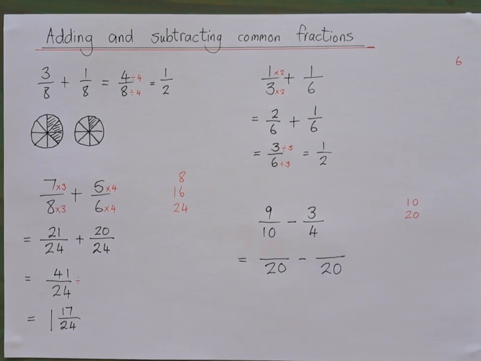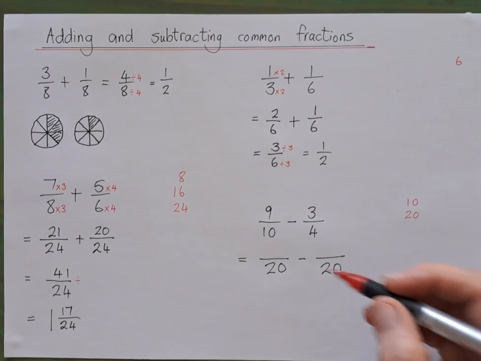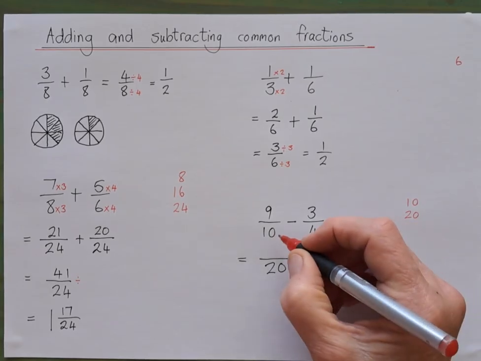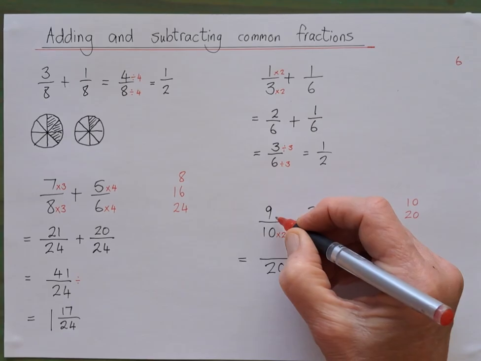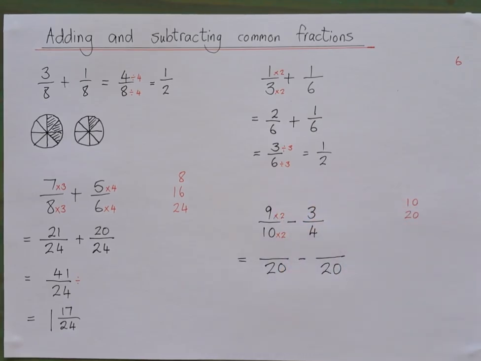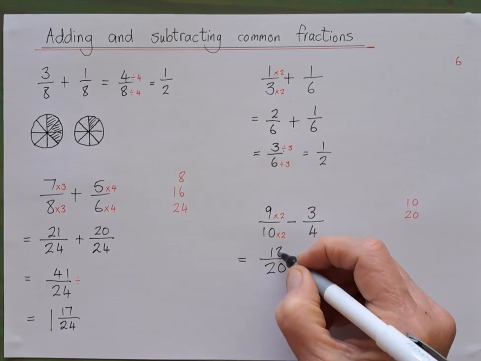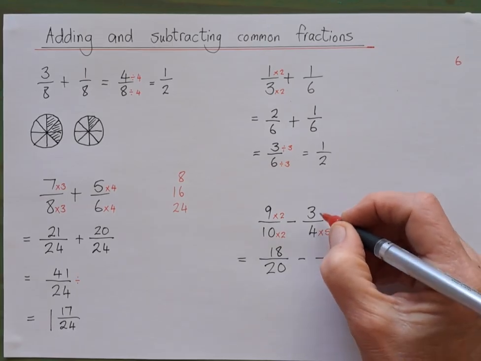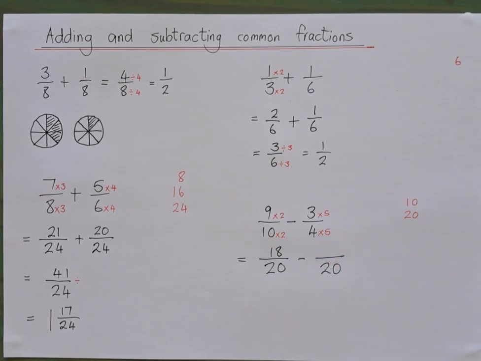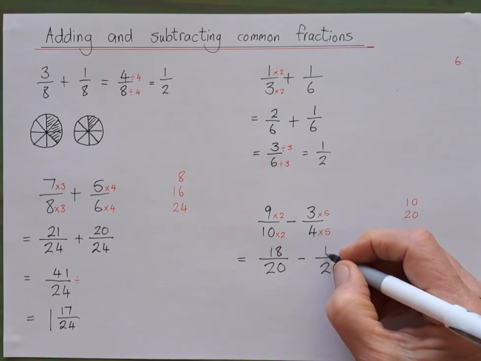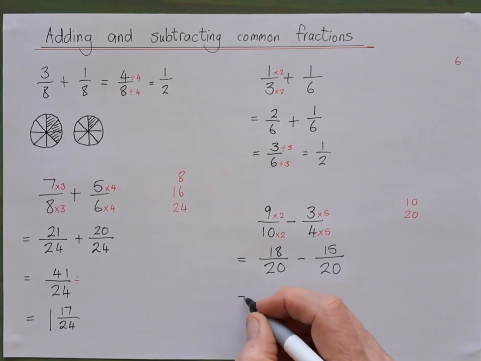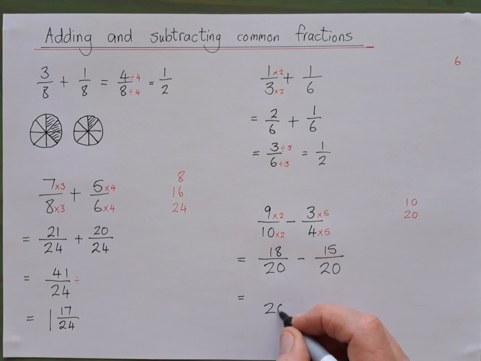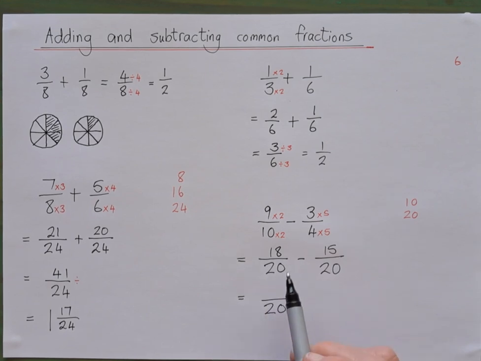And now I go to finding out what my numerators are going to be. 10 became 20 by multiplying it by 2. So do the same to the numerator, and I get a numerator of 18. 4 became 20 by multiplying it by 5. Do the same to the numerator. 5 times 3 is 15. And now my denominator has to remain 20. And looking at my numerators, I've got 18 minus 15, which is 3.